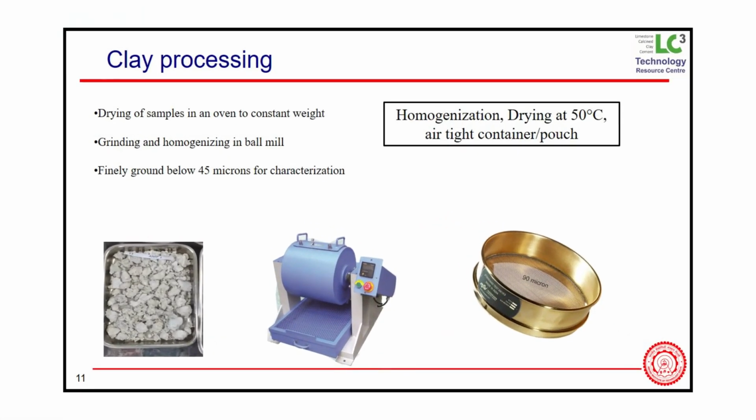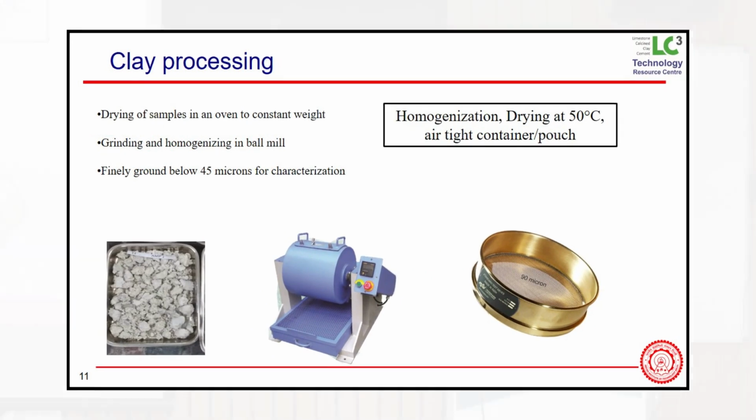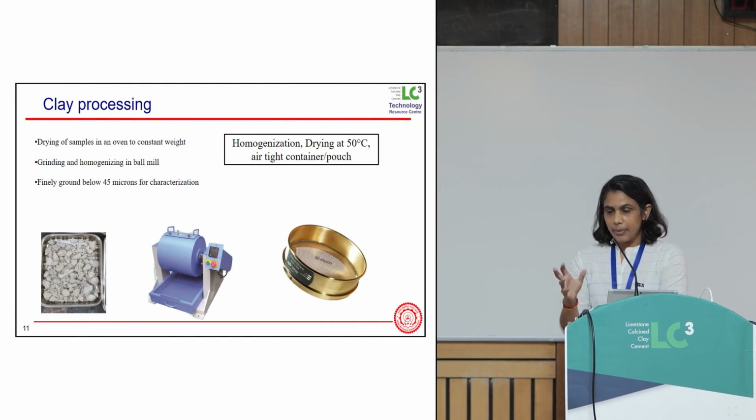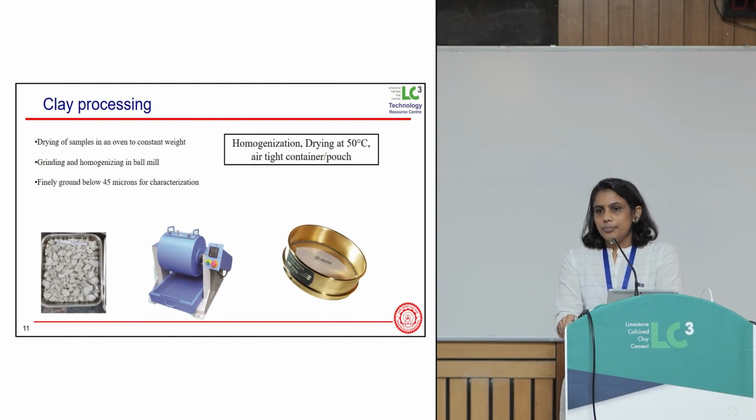After getting the sample, the first thing is sample preparation. The first step is drying and proper homogenization. As Dr. Rashmi told, there are mixed layers available at mining sites. So first is homogenization and drying, followed by crushing and milling, and passing through a 45 micron sieve after milling.